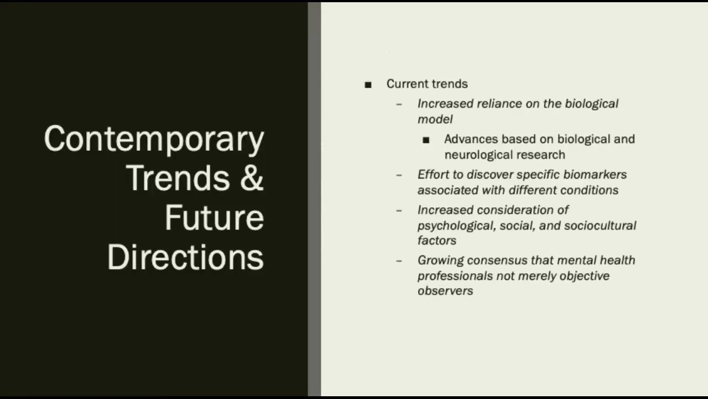We're going to end here with a quick discussion about contemporary trends and future directions. Current trends definitely revolve around an increased reliance on the biological model. Advances in biological and neurological research are huge, and how we're tying that into what we do as mental health providers. There is an effort to discover specific biomarkers. There is increased consideration of other factors in addition to the biological factors.